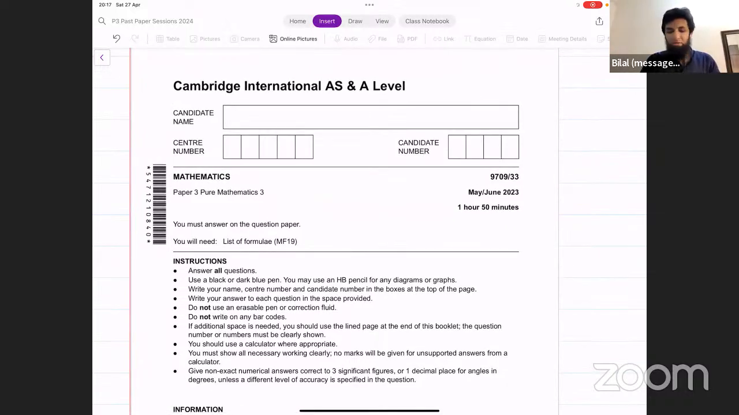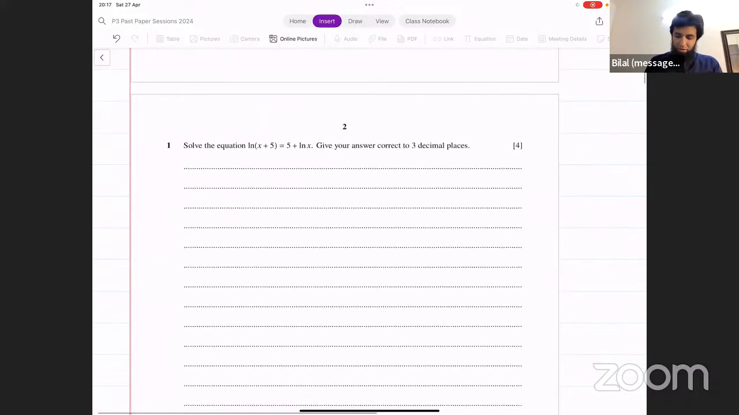All right, let's try this now. June 2023, paper 3, variant 3. As of now, I can see questions 8, 9, and 11 that have the most number of votes. Let me just go through the paper alongside as well.